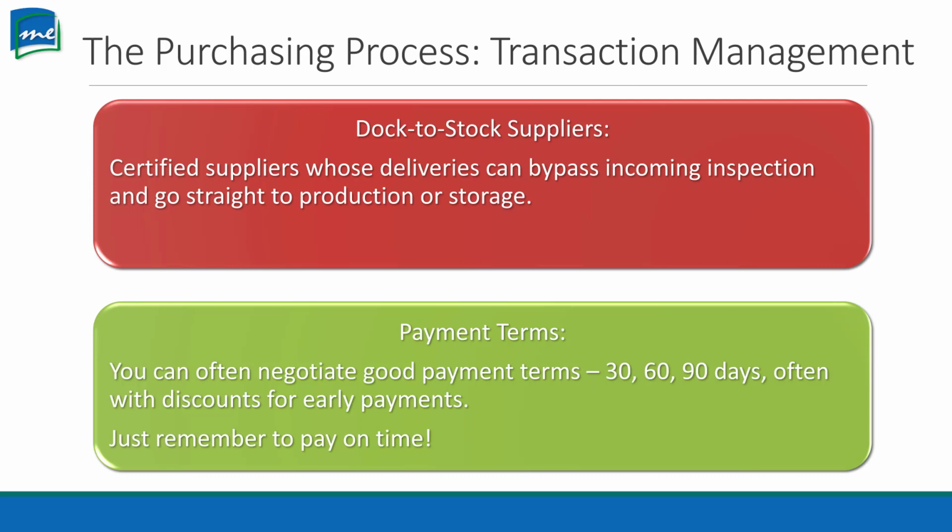So sometimes you'll see 2% net 30. So if you pay it before 30 days, you can take a 2% discount. Or you see 2% net 10. So if you pay the bill before 10 days, you can take 2% off it. But always remember, pay your bills on time, because while you are evaluating your supplier, your supplier is evaluating you as a customer.